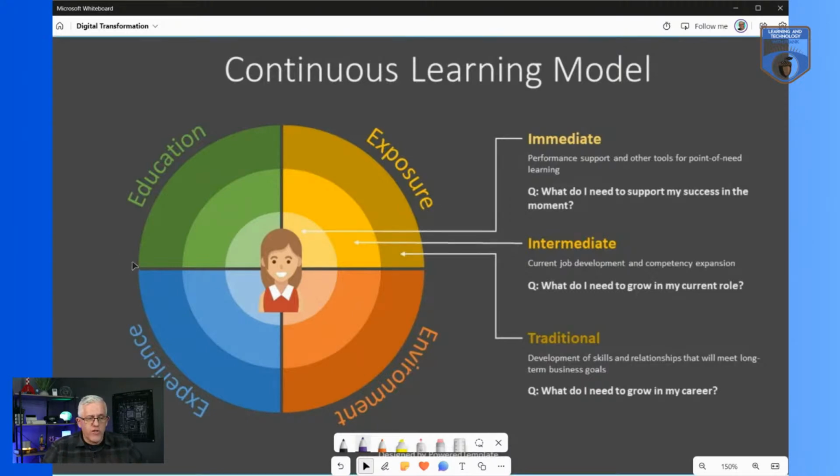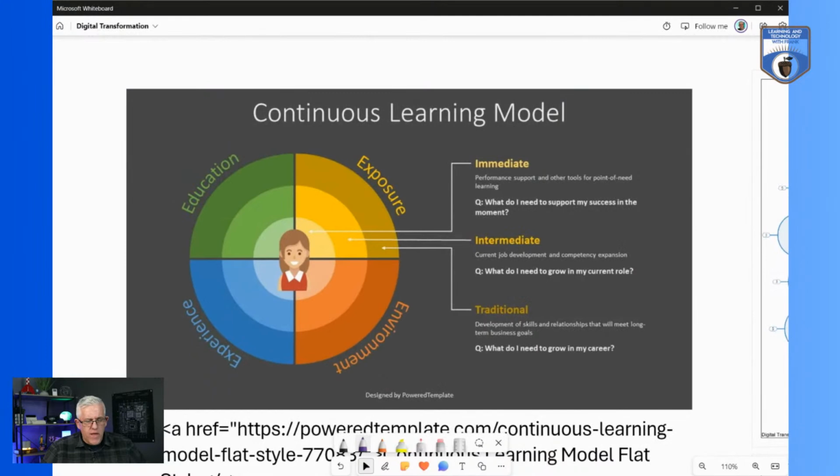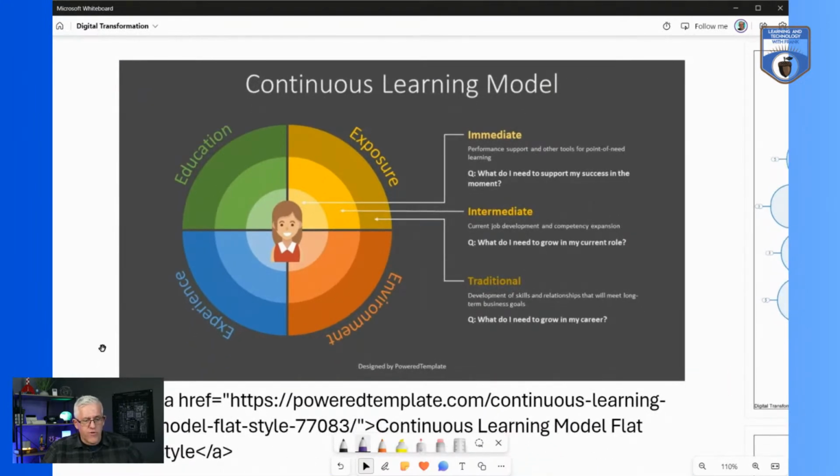So if we look at this continuous learning model, I've got the reference here. This is by Powder Templates, but we have education, we have exposure, we have the environment that we're in, and we have the experience. So you can see how closely this models the 70-20-10 model, which there's also a book by the same name. What I wanted to focus on here with the continuous learning model as it relates to digital transformation is more on the fact that there are immediate experiences, there are intermediate experiences, and then there are traditional.